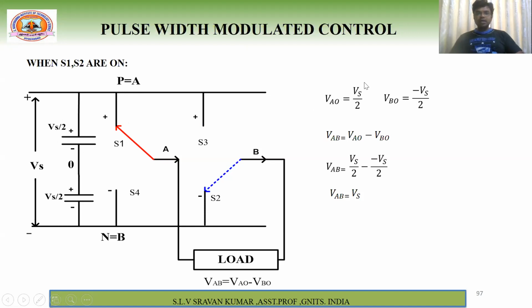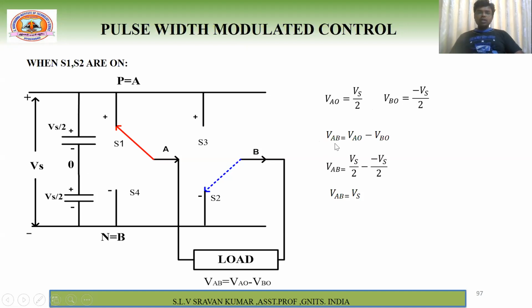So this is Vs by 2. Next, coming to VBO, from B to O. See, when it is on, what happens? It is simply shorted. Therefore, this B point is equal to your M. So the voltage presented between this point B and O, what is the voltage? Minus Vs by 2, because for B, the negative terminal is connected. So that's why it is minus Vs by 2.